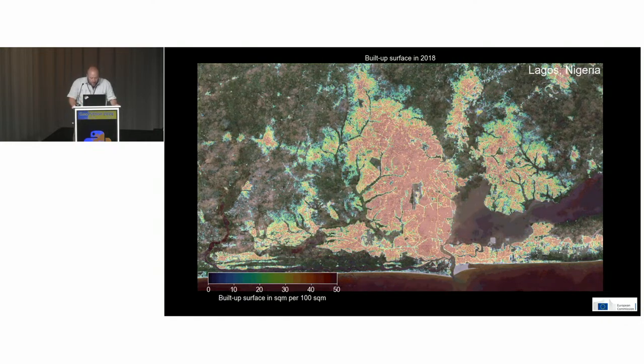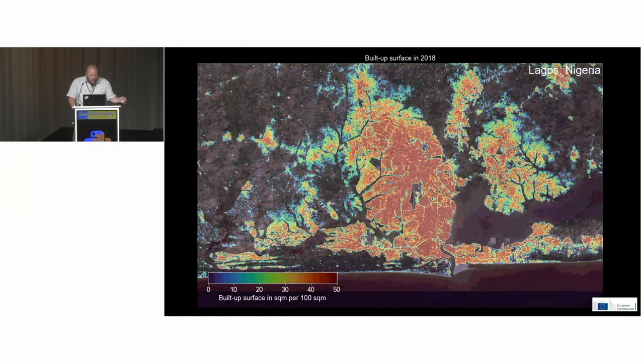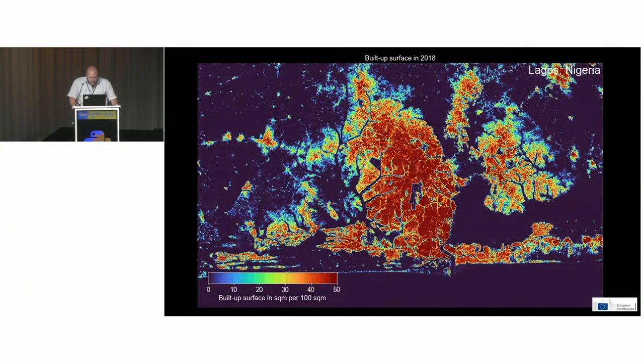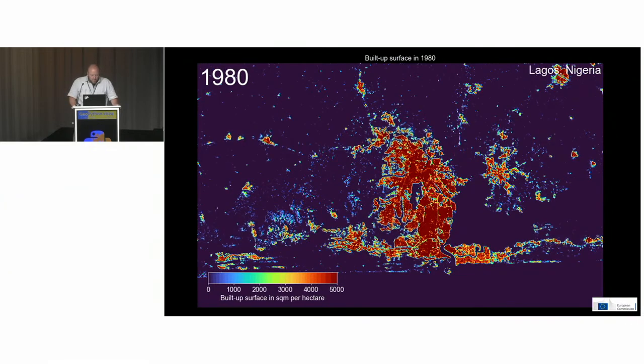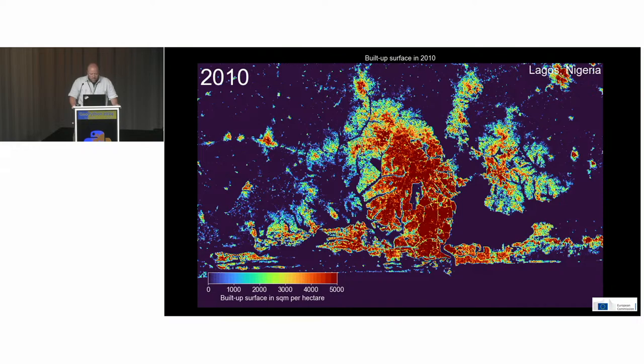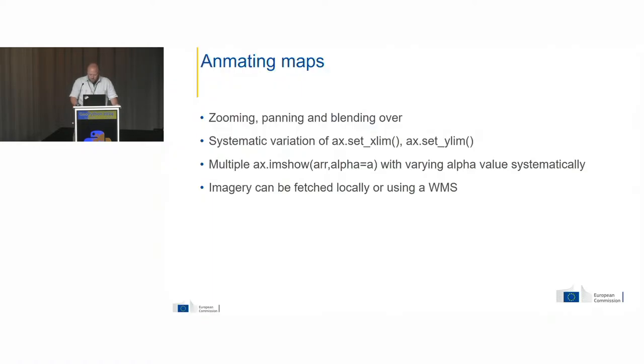And now we're in Lagos, Nigeria. So we blend from the Sentinel data into the built-up surface in 2018, and then we show the evolution based on, or informed by, the Landsat archive. So yeah, and this is, as I said, all pure Matplotlib.